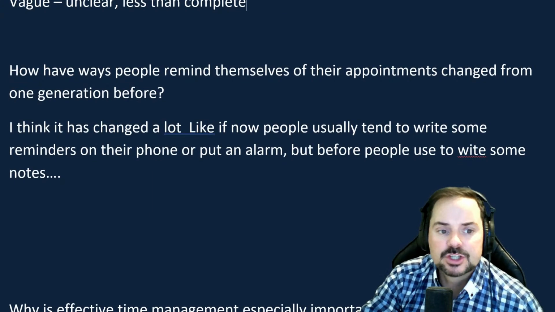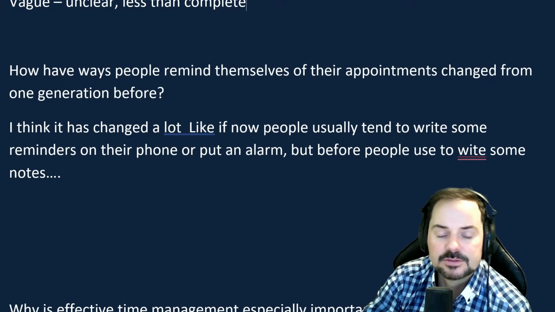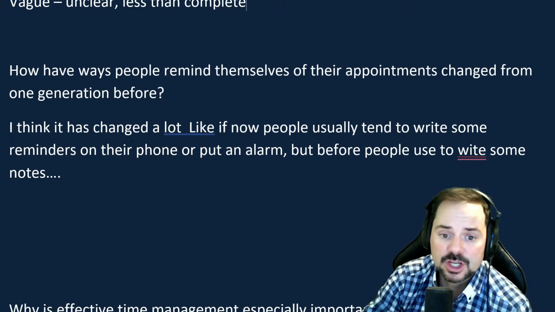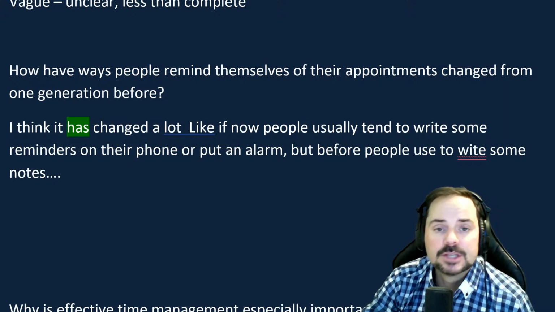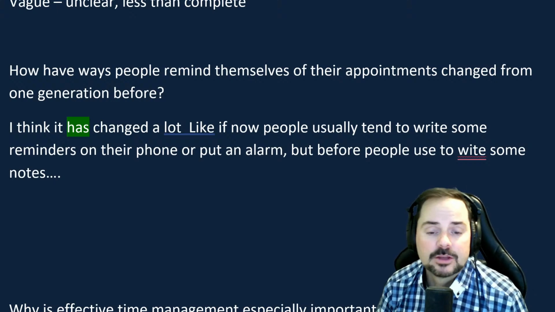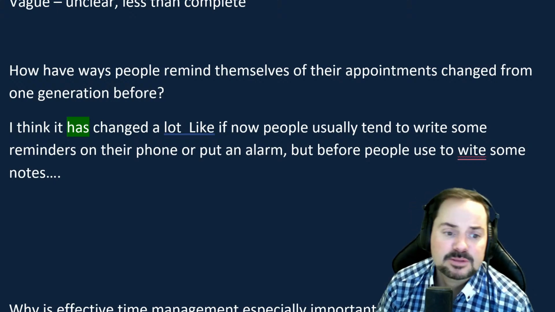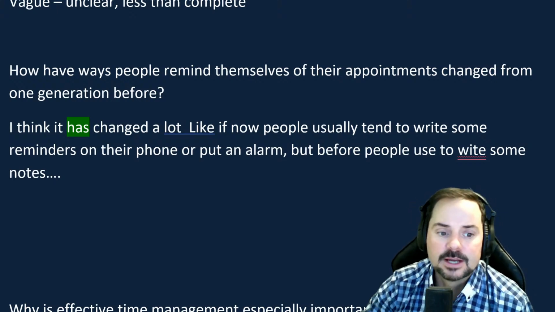I asked you this question: how have ways people remind themselves of their appointments changed? And you said, I think it has changed a lot. It was good that you used the present perfect. That was lovely. And then you said, like, if now, careful with the like, okay? Don't overuse like. Like if now people usually tend to write some reminders on their phone or put on an alarm. Be specific, using software like Google Calendar. But before people used to write down notes.